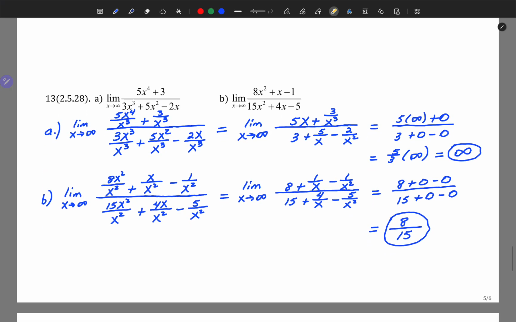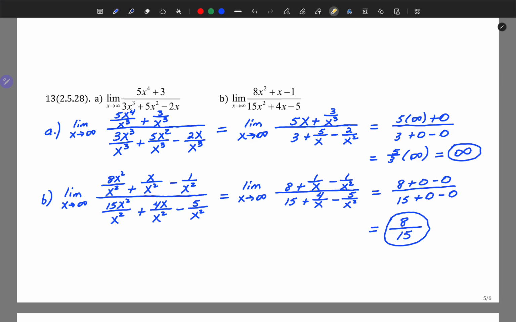Now, anytime you have a limit as x approaches infinity, you could just memorize your rules. Anytime the degree of the numerator is greater than the denominator, you know your answer is going to be infinity. Anytime the degree of the numerator and denominator is the same, your answer is going to be the fraction of leading coefficients. Absolutely.